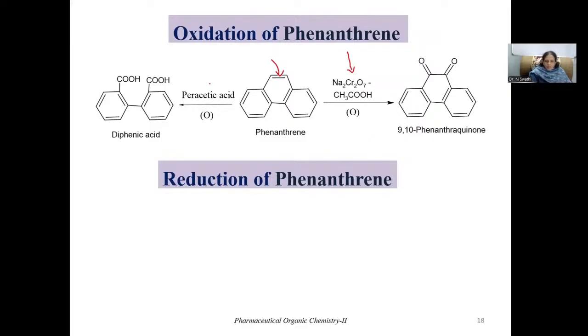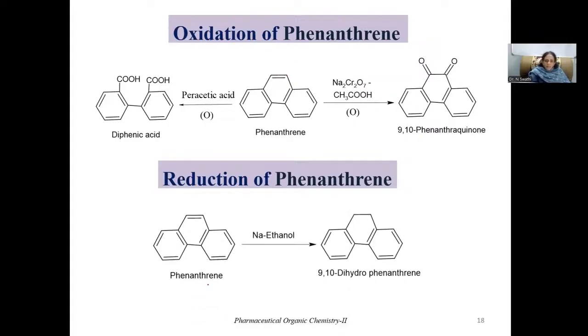Now the other type of oxidation reaction is performed in the presence of peracetic acid. This peracetic acid is a strong oxidizing agent. As a result, wherever the double bond is present, that means the second aromatic ring system will undergo cleavage and oxidation occurs with respect to the 9 and 10 carbon atoms. And that is how there will be incorporation of carboxylic groups and we finally get diphenic acid as the oxidative product. So these are the two examples of oxidation reactions of phenanthrene.